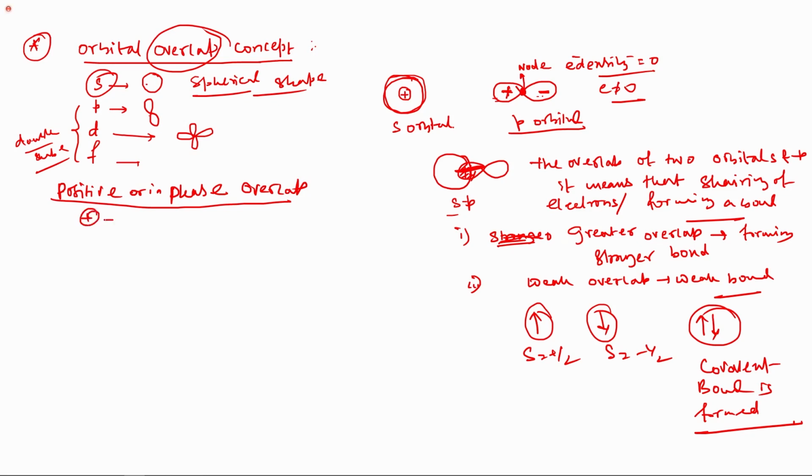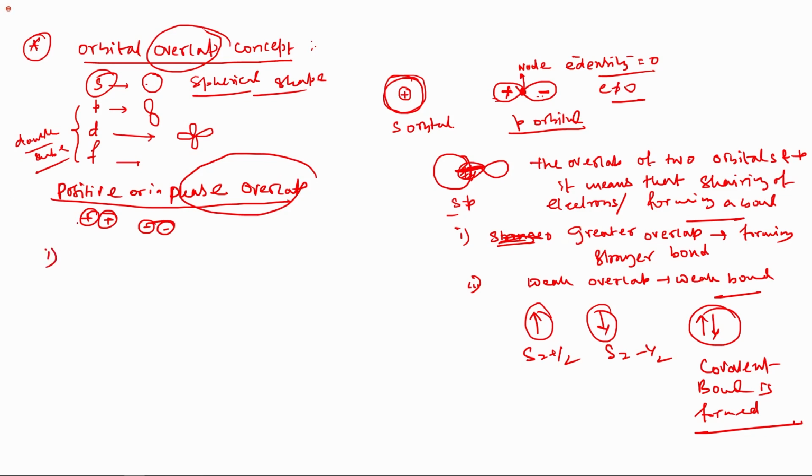The positive phase or the negative phase. So the two phases are the same. That is called the phase overlap. So how is it forming? What is possible?